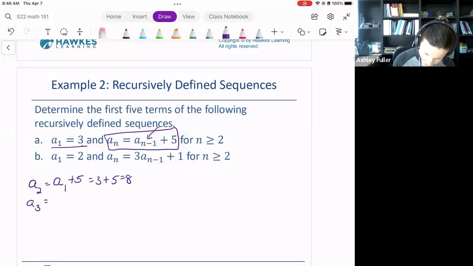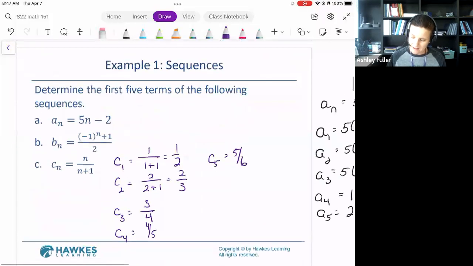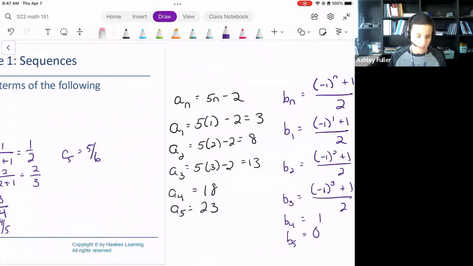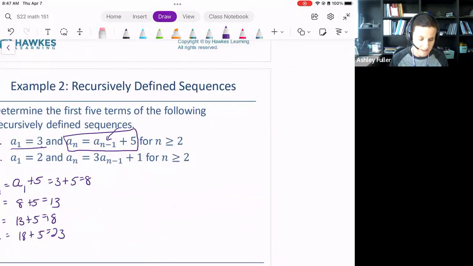A sub 3 is going to be 8 plus 5, which is 13. A sub 4 will be 13 plus 5, which is 18. And a sub 5 is going to be 18 plus 5, which is 23. The first 5 terms, therefore, are 3, 8, 13, 18, and 23. Notice these are the same terms that we had in example 1, which just shows us that there can be different ways to define the same sequence.